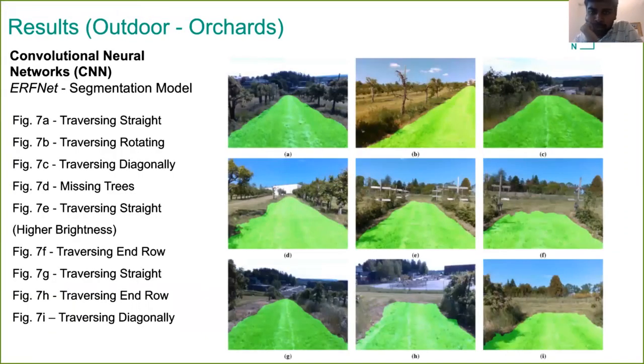So these are some of the results in the orchard environment, where we can see different illumination conditions and different situations, where we are rotating and keeping the robot at one side, diagonally as well. And here there are no trees on one side, but still the CNN is able to understand and predict the drivable region, not predicting the area from the neighbor rows.